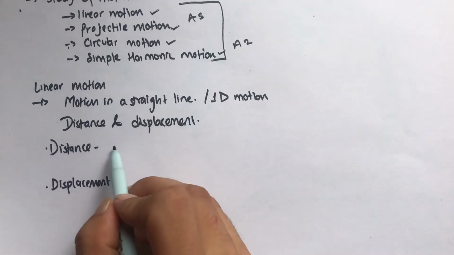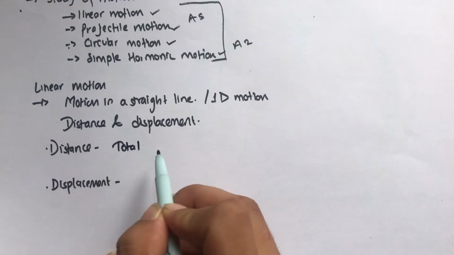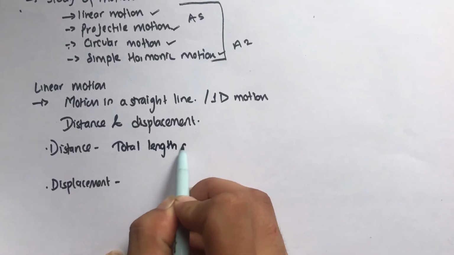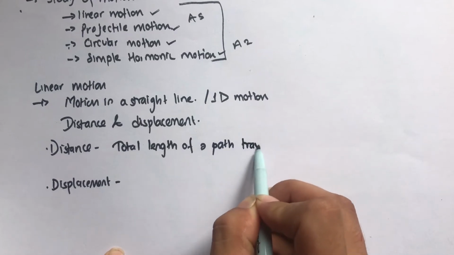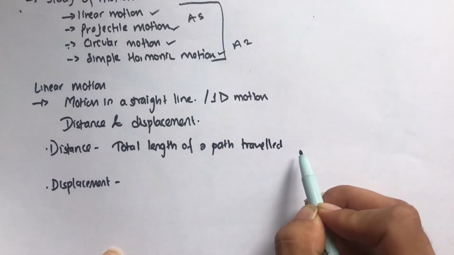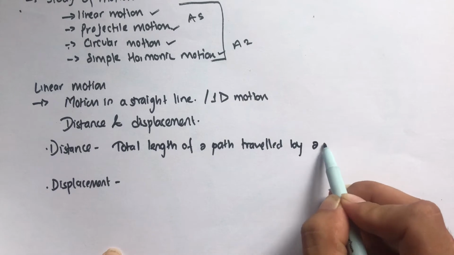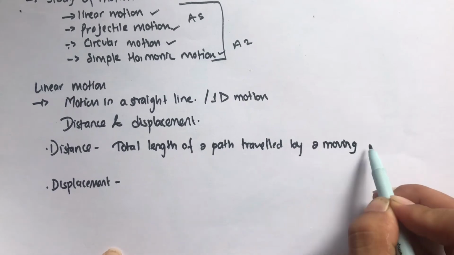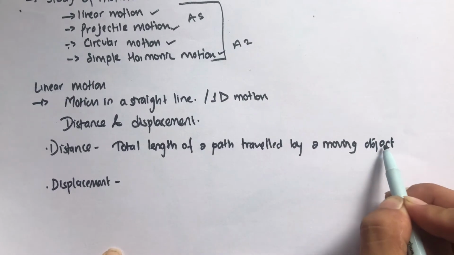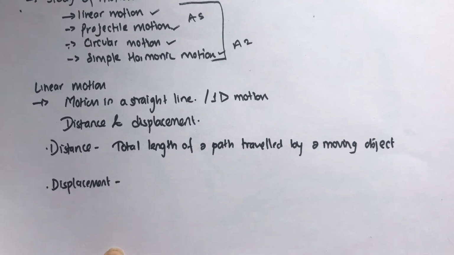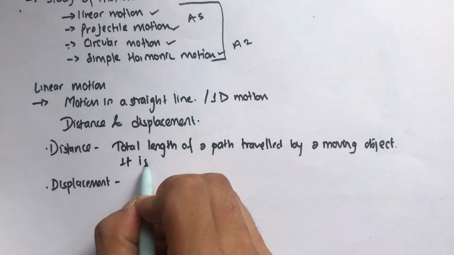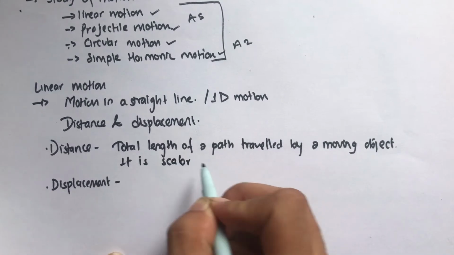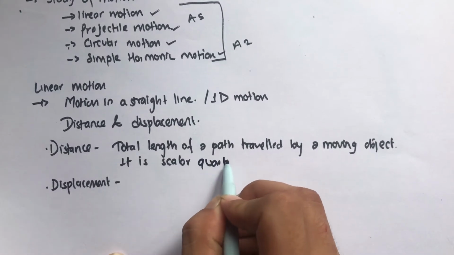So distance is basically the total length of a path traveled by a moving object. It is the total distance or total length of path that a moving object has covered. It is a scalar quantity.